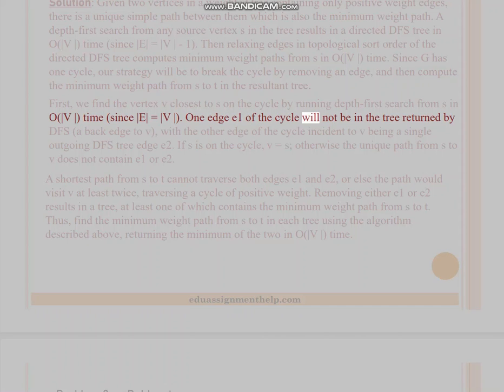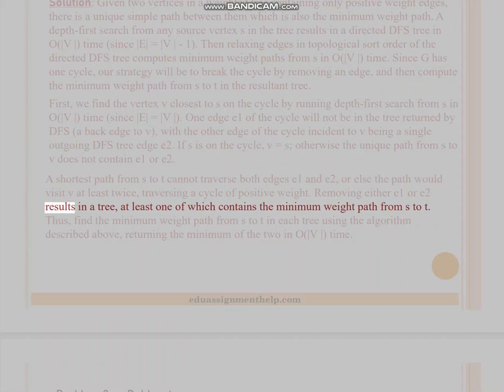One edge E1 of the cycle will not be in the tree returned by DFS, a back edge to V, with the other edge of the cycle incident to V being a single outgoing DFS tree edge E2. If S is on the cycle, V = S, otherwise the unique path from S to V does not contain E1 or E2. A shortest path from S to T cannot traverse both edges E1 and E2, or else the path would visit V at least twice, traversing a cycle of positive weight.